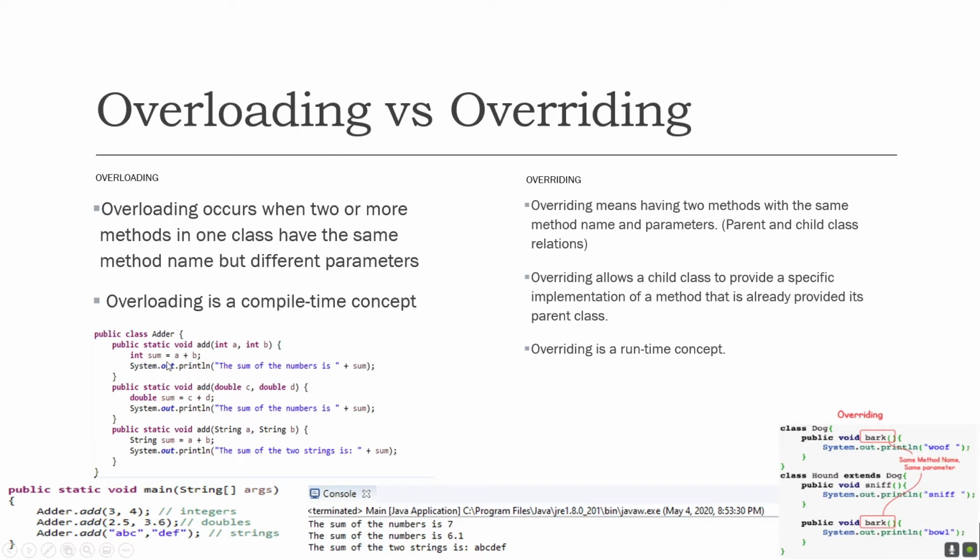So there's two integers being added and stored into sum. And then it's being displayed. The sum of the numbers is whatever the numbers were.